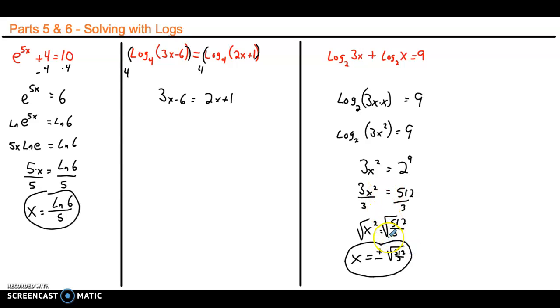Sort of two answers. Okay, I shouldn't have circled that. Because in the very beginning of your notes, when you take the logarithm of something, there are some restrictions. The quantity you are taking the logarithm of has to be positive. So we're taking log base 2 of x. x has to be positive. We can't have that answer. So I circled it too early. Our only answer is the positive square root of 512 over 3. Only that one, not the negative.